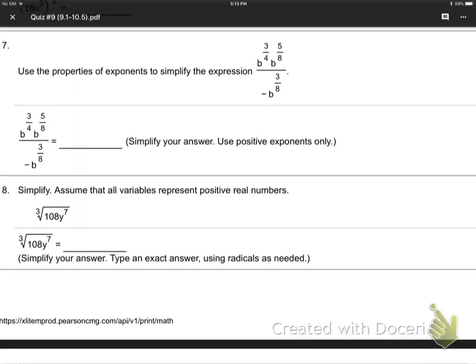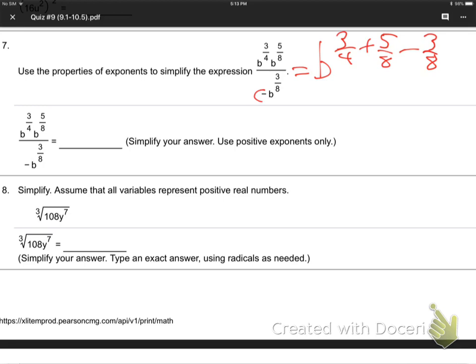Okay, so on this one, we have the rule: powers that are side by side, they add, and powers that are up and down subtract. So first off, I'm going to have to add the powers on the top. So I'm going to have to take 3/4 and add 5/8, and then I'm going to have to subtract the one that's on the bottom. Does that make sense? Add the ones on the top, subtract the one that's on the bottom.